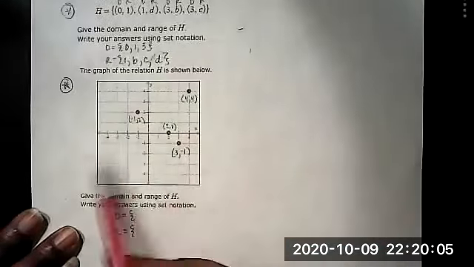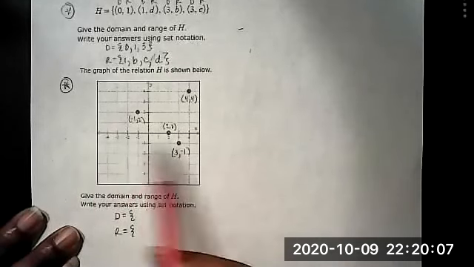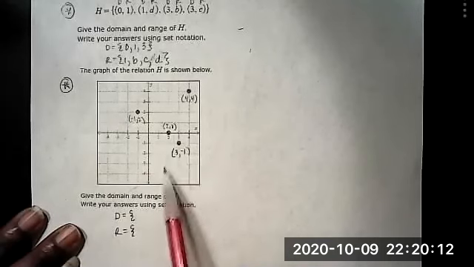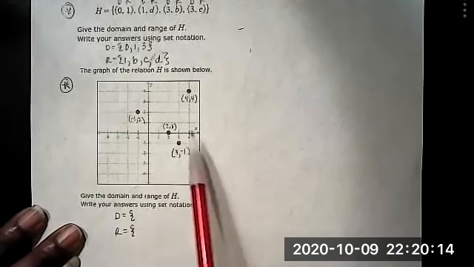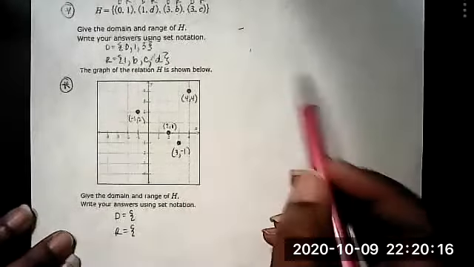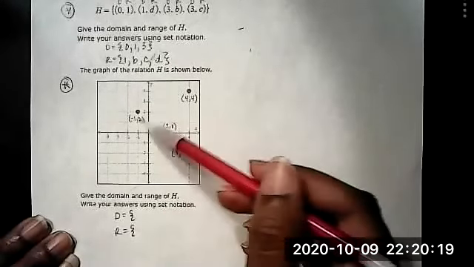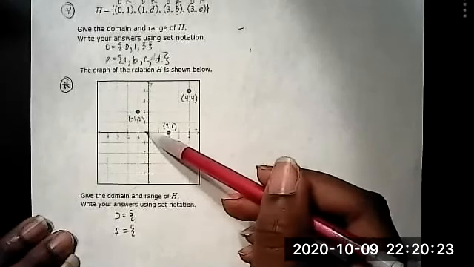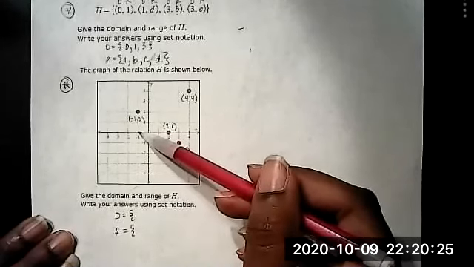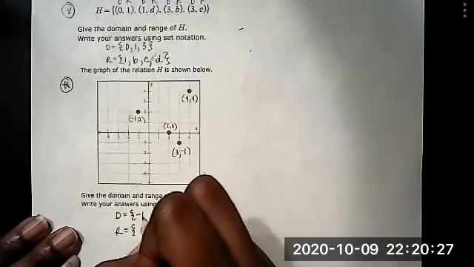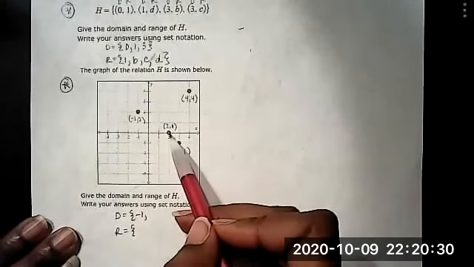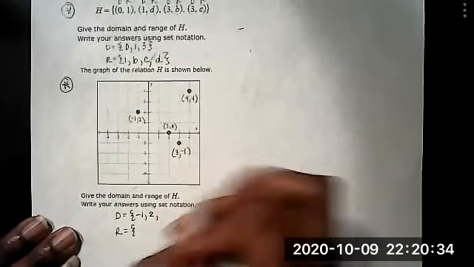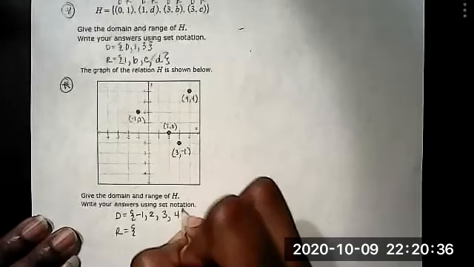You're always side to side first. So the first number is the side to side, and the second number is the up and down. Now I have the points there. For my domain, I'm going in order because your domain are your X values. The X value here is -1. Then my X value here is 2. My X value here is 3. And then I have 4.